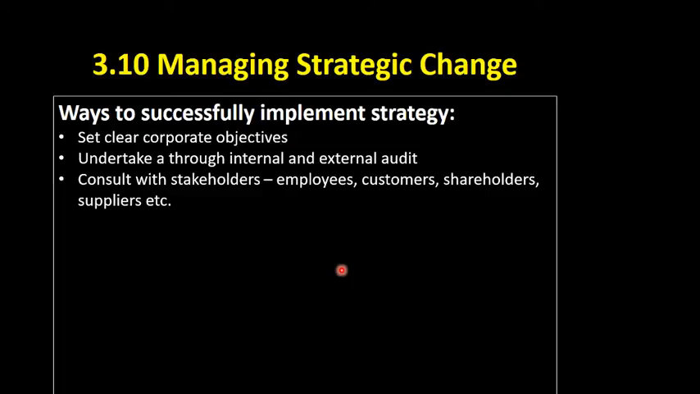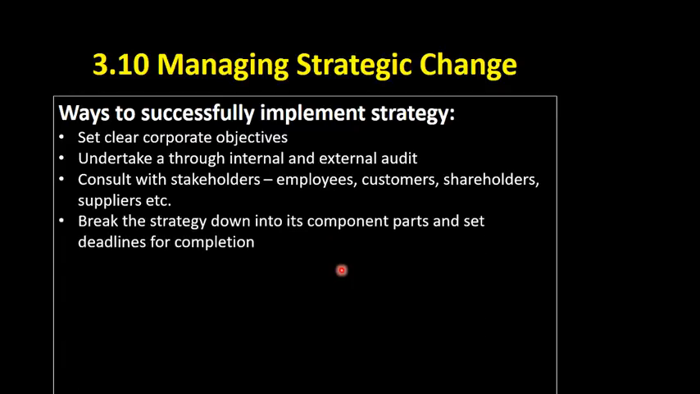In order to successfully implement the strategy, we need to have first consulted with our stakeholders, our employees, our customers, our shareholders, our suppliers, to see what their vision is for the organisation, and to make sure that the strategy that we implement is going to be bought into by those key stakeholders. Once we've done that and we've set our strategy, we can break the strategy down into its component parts and set deadlines for the completion.